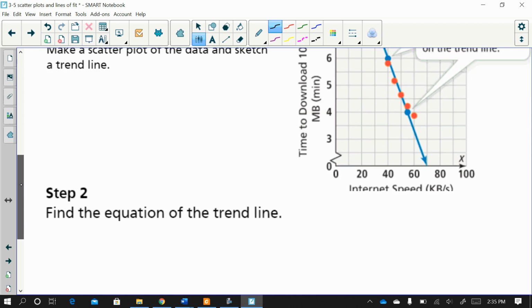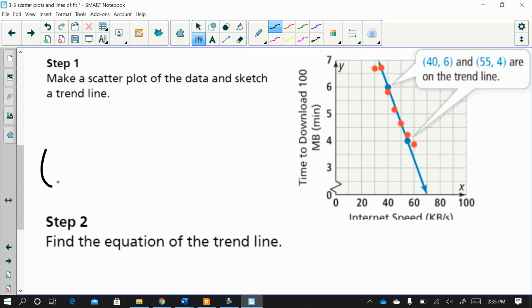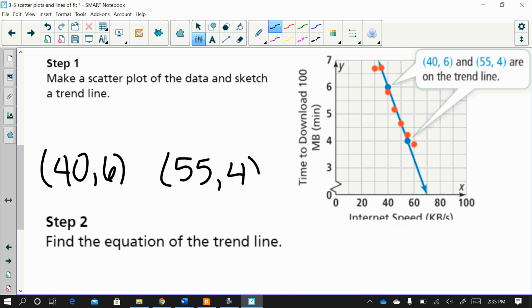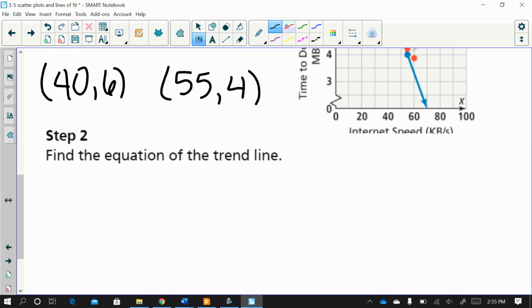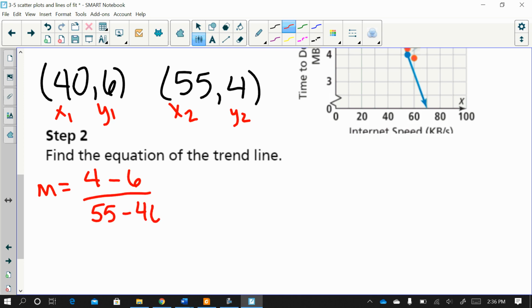So step 2, we need to find the equation of the trend line. I know my points are (40, 6) and (55, 4). So let's find the equation of that line. First thing we need to do is find m. So x1, y1, x2, y2. m equals y2, so 4, minus y1, over x2 minus x1. So that's equal to negative 2 over 15. So there's our slope. Which point do you guys like better? This one looks good to me.